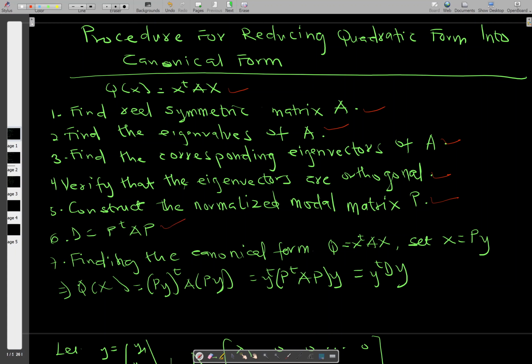Then we diagonalize the matrix, so D equals P transpose AP. To find the canonical form, we set x equals Py. We know that Q of x equals x transpose Ax, so when we set x equals Py, we replace x by Py. When you do that, we get this, and we know that P transpose AP is D from the previous step. So we can rewrite Q of x as y transpose Dy.